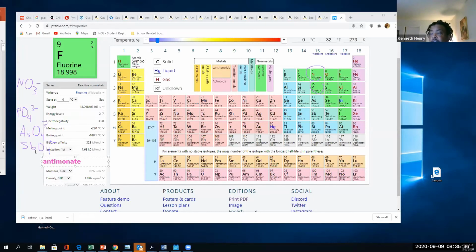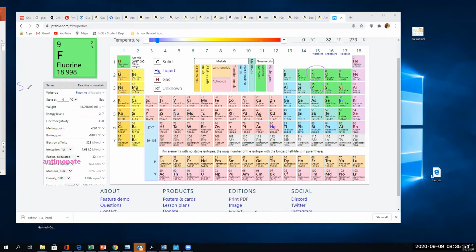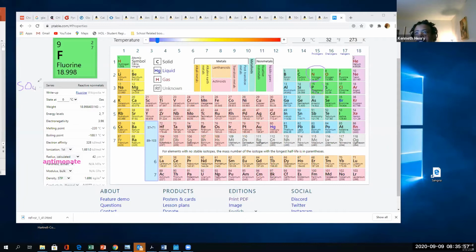Okay, so let's say we know that sulfate, here you go, erase this. Sulfate, what is the chemical formula for sulfate? SO4 2 negative. So what would I expect the chemical formula to be for selenate? Named after Selena. So Selena should answer this.